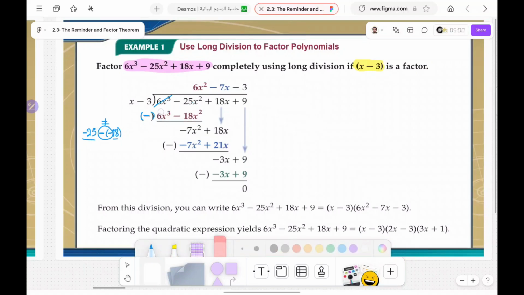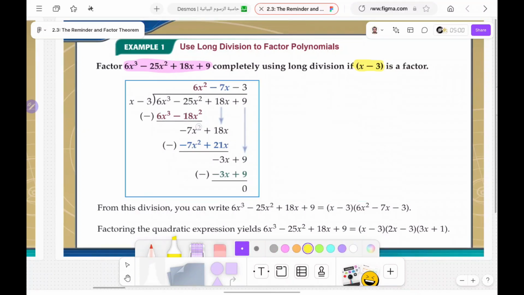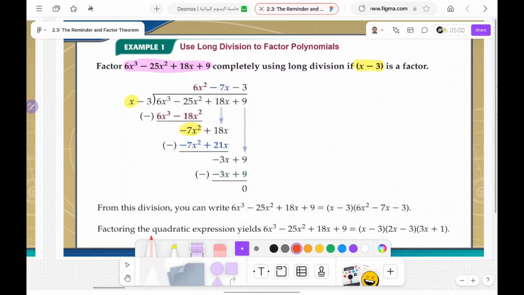Now we repeat the same steps from the beginning that we did. What we have to do now is take the first term here, which is negative 7x squared, with the first term in the divisor, then we divide them. So this one is over x. Now x squared over x, we subtract only the power, which gives x. So we write negative 7x. Now we do the distributive property again. Negative 7x times x is equal to negative 7x squared. Then negative 7x times negative 3 is equal to positive 21x.